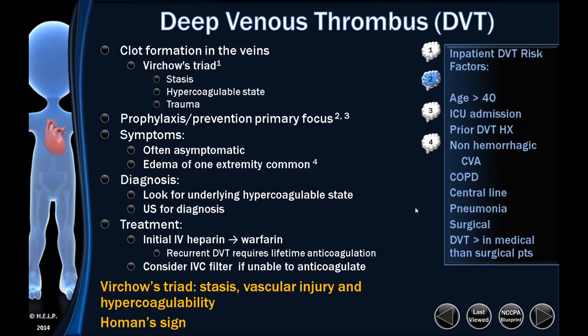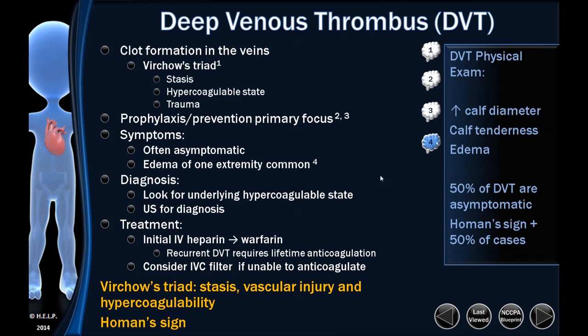So Hohmann sign is basically you take the leg, you have it extended out, a little bit of bend in the knee, and then you just take the foot and you push it towards their head, and it'll cause pain in the calf, and that's considered a positive Hohmann sign. It's only positive in about half the patients who have a DVT, but it's still the test that they're going to talk about: a positive Hohmann sign is suggestive of a DVT.